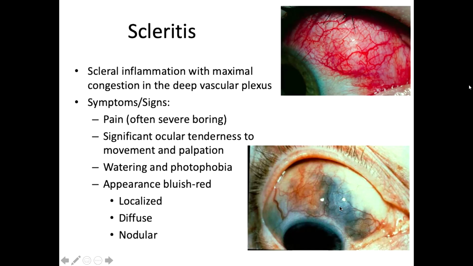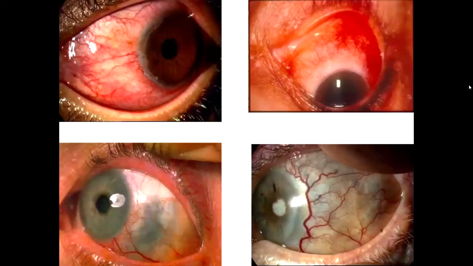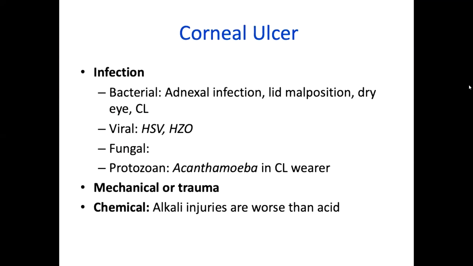Okay, that's more dangerous. You have to refer, and we have to collaborate with the physician to give them immunosuppressants or whatever is necessary. So these are pictures. Okay, scleritis. And they get up early in the morning with pain. Okay, right. Now the next important thing is corneal ulcer.